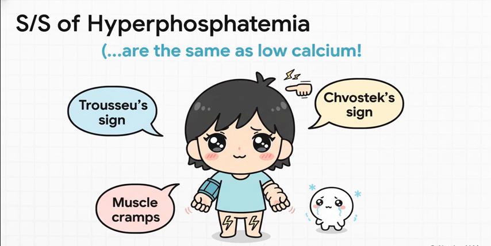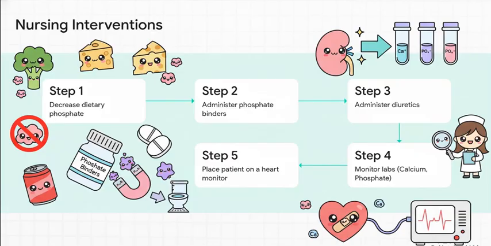Okay, this is a massive NCLEX tip, so listen closely. The signs and symptoms of high phosphate are almost identical to the signs of low calcium. Why? Because when phosphate goes up, it binds with calcium in the blood, effectively pulling the calcium level down. So you're going to see things like muscle cramps, tetany, and positive Chvostek's and Trousseau's signs, all the classic signs of hypocalcemia.